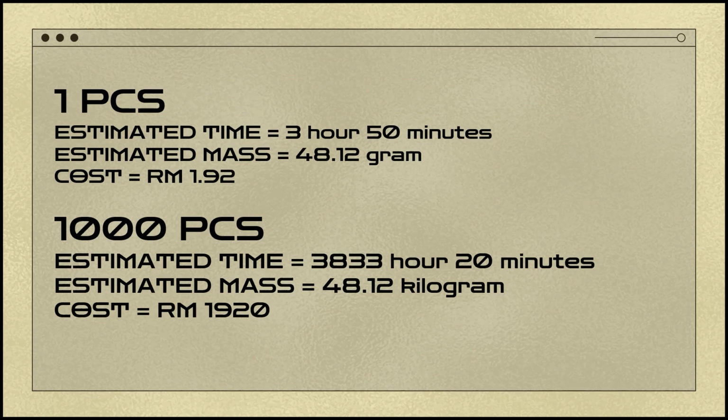Okay, so this is a little bit of calculation for 1 piece of Faceshield and 1000 pieces of Faceshield. As we can see here, we just multiply by 1000 for the 1000 pieces of Faceshield. Okay, so that is from me for this slide presentation.